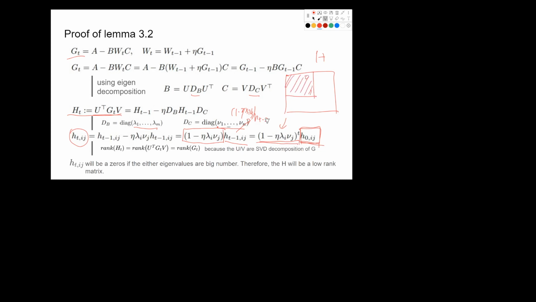Okay, so the rank of H will actually be limited by these two sides, the smaller one of those two sides. So it means that this will be a low rank matrix. The H will actually be a low rank matrix. And if H is low rank, it means that G is low rank as well.